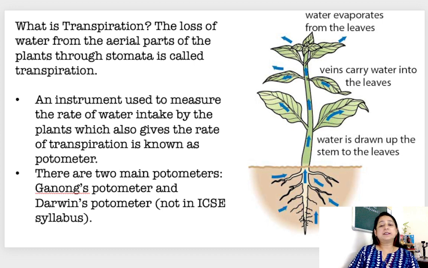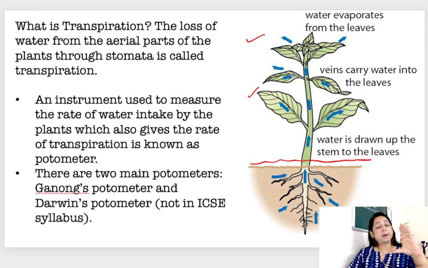Now, the chapter is transpiration. First of all, what is transpiration? How do we define transpiration? Transpiration is the process of loss of water from the aerial parts of the plant. When I use the term aerial parts of the plant, I am specifying the parts of the plant which are above the soil. Whatever is above the soil surface is the upper or aerial part of the plant. So whatever loss of water takes place from the aerial parts, aerial means the upward parts of the plant, through stomata is known as transpiration.